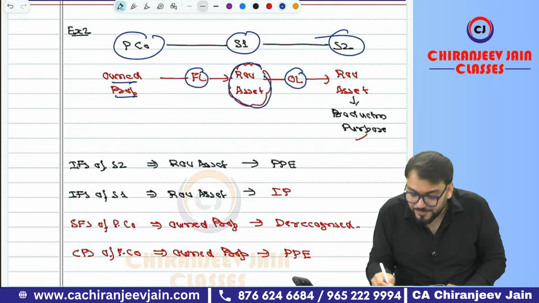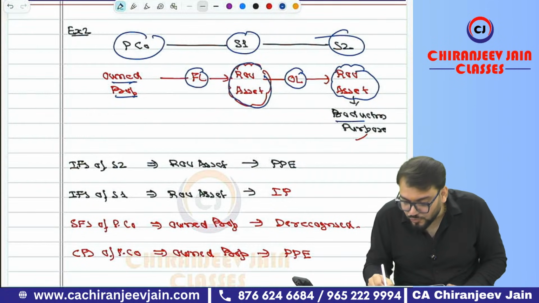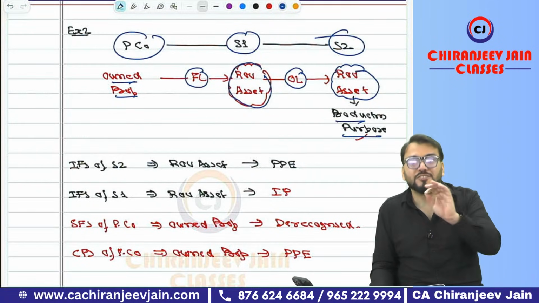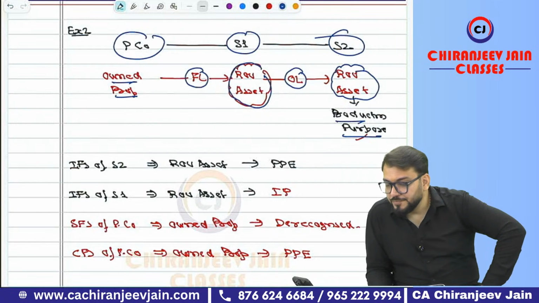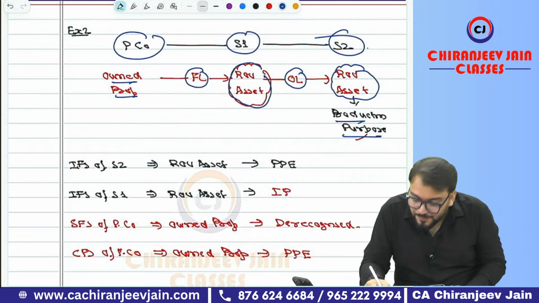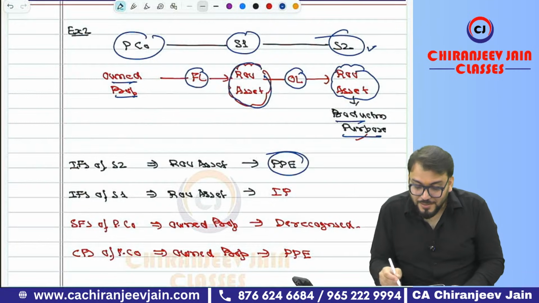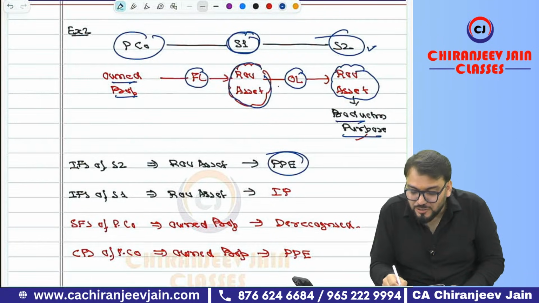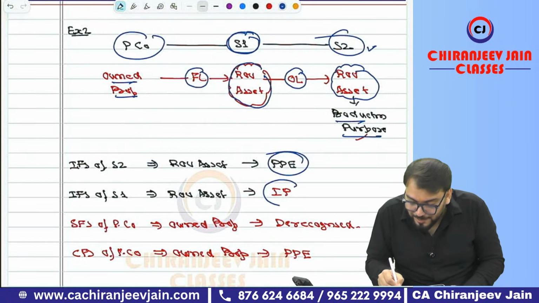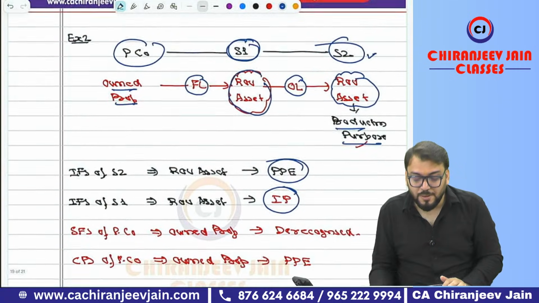Given on operating lease, again this becomes an ROU asset of S2, and this is used for production purpose. Understood the diagram? Now, in the IFS of S2, this ROU asset, because it is used for production purpose, will be property, plant, equipment. In case of IFS of S1, this ROU asset given on operating lease means held for earning rental income, it will be classified as investment property.